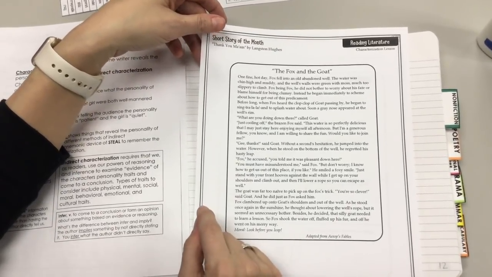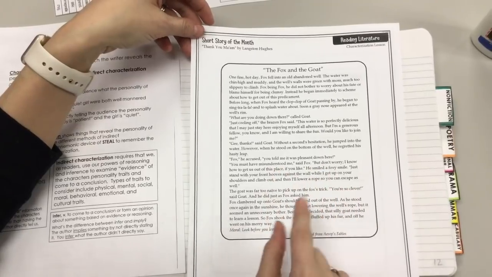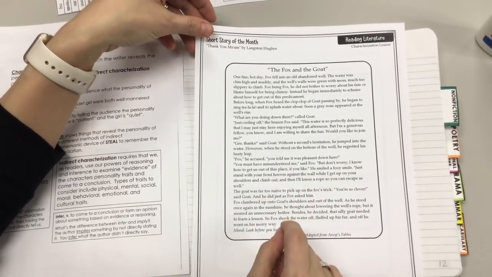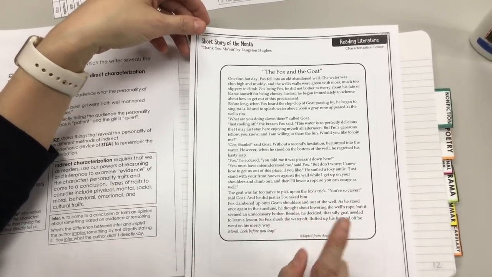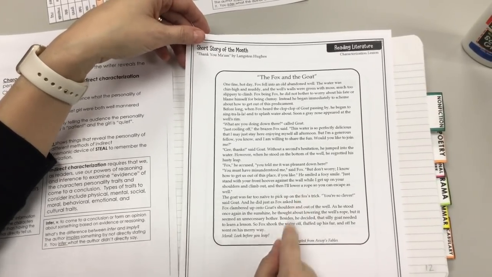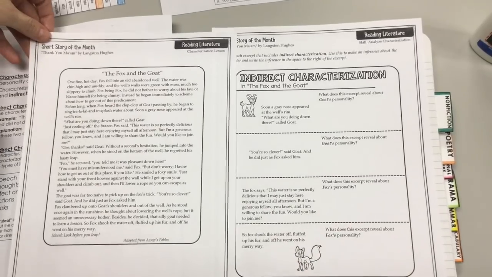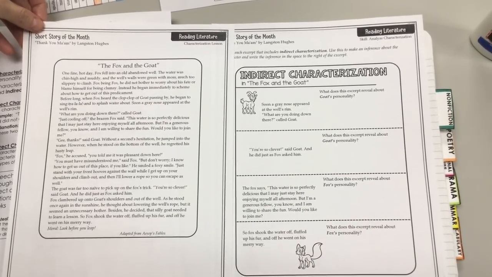And if you remember from our genre unit, a fable is a short story, usually includes characters that are animals, and then it's going to teach you some sort of moral or lesson. We're going to use The Fox and the Goat to do a little practice with indirect characterization.